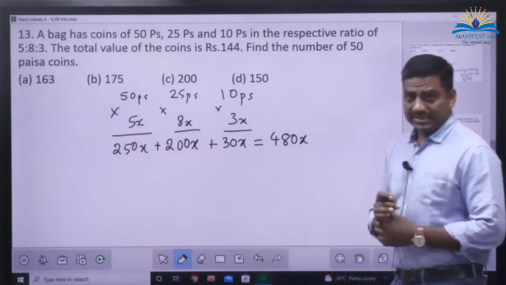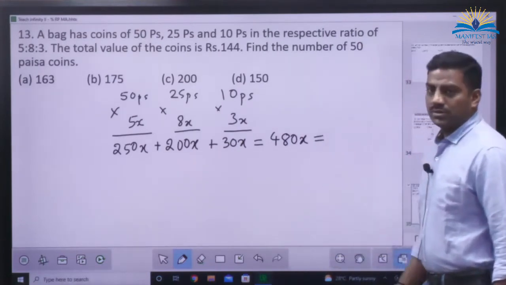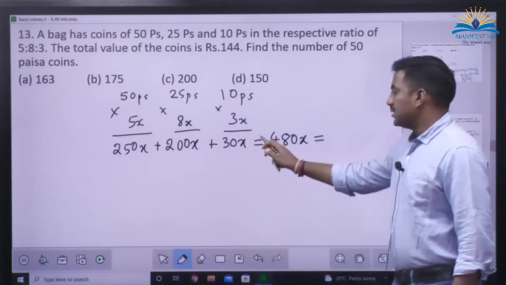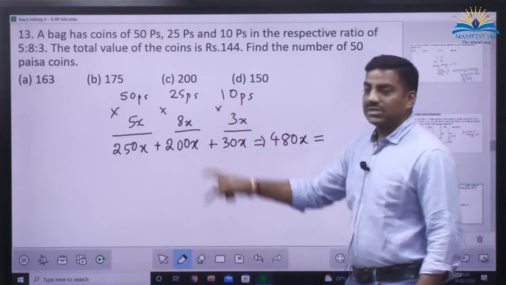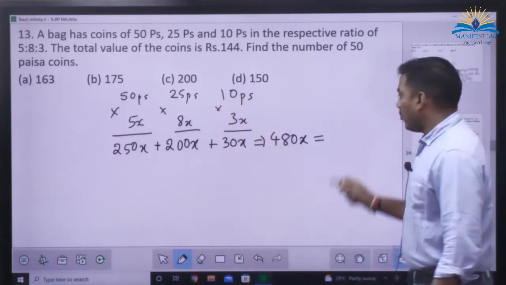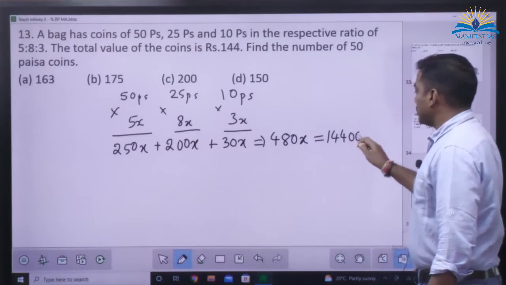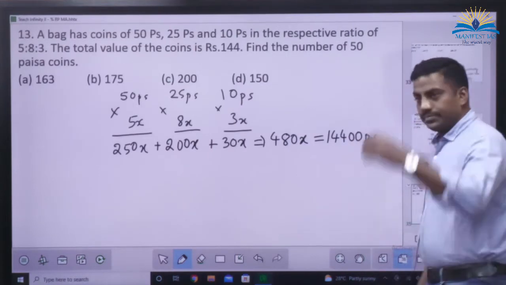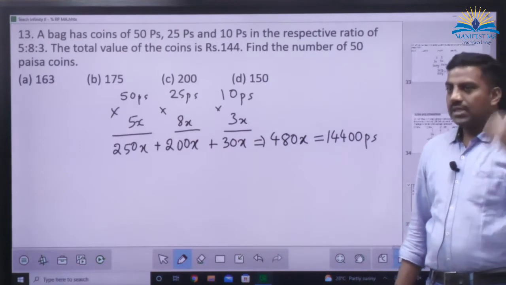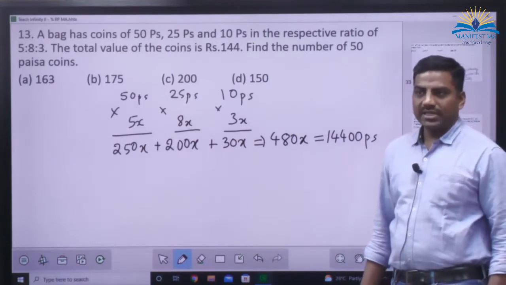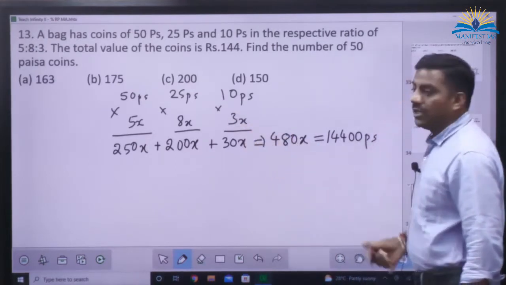So many paisas. That is equal to how many rupees? 144 rupees. But we are calculating everything in terms of paisa. So how many paisas? Put 2 zeros. 1 rupee is 100 paisa, right? So 144 rupees is 14,400 paisa. Since we have taken everything in paisa, we have to get paisa here.